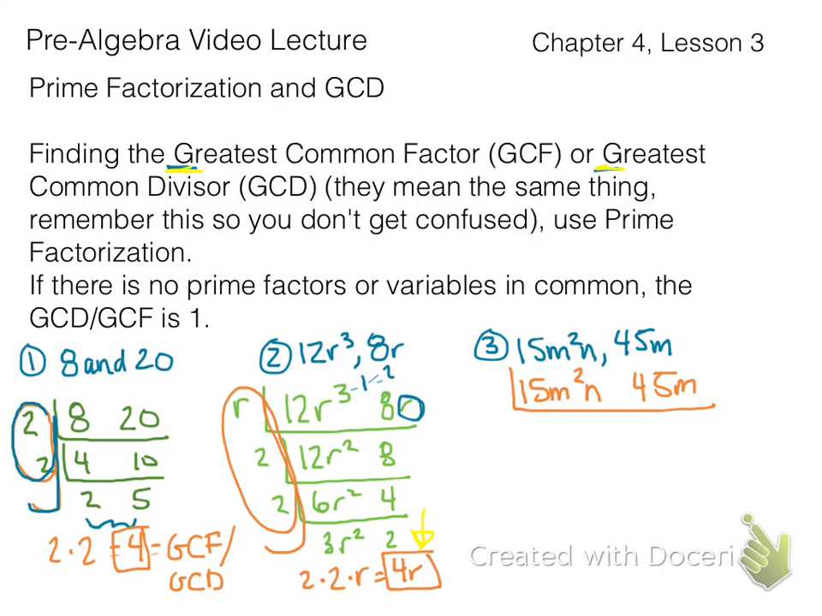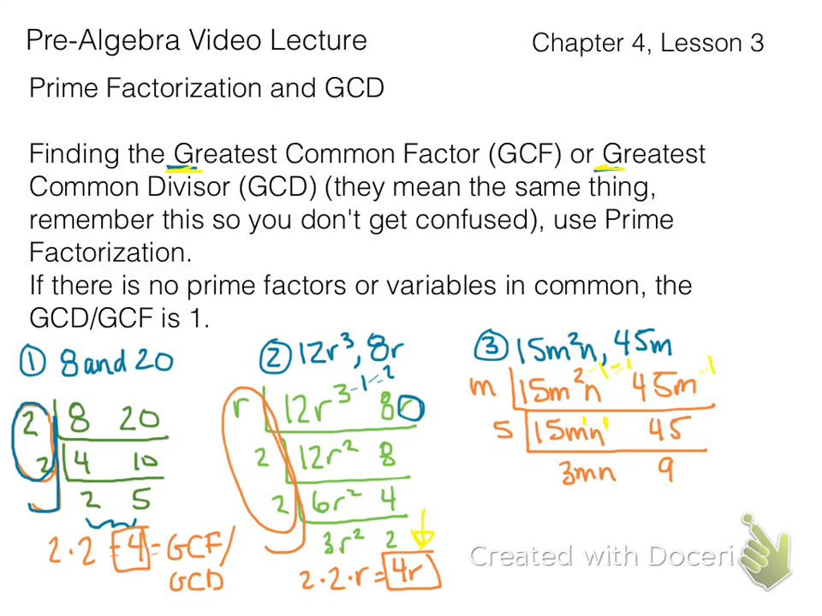What goes into both 15m squared times n and 45m? Well, m does. So I'm removing an m. This m goes away because I'm minusing one m, and one of those m's goes away just to leave me with one m. And since it's one m, we don't need to put an exponent. Now there is an invisible 1 exponent there, and there always will be, because m to the first power is m. All right? So now what can I pull out of 15m, n, and 45?